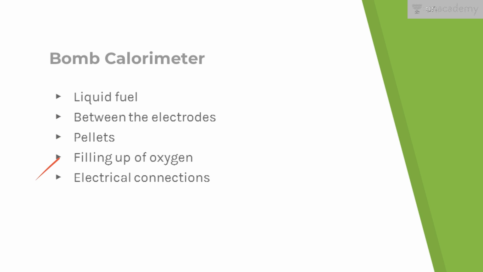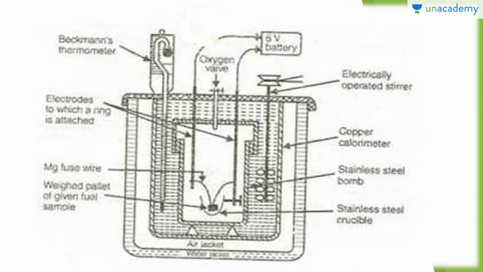The cap is then screwed down on the bomb and oxygen is filled in to a pressure of about 20 atmospheres. The bomb is then placed in a weighed amount of water taken in the calorimeter. The electrical connections are made, stirring is started, and the temperature is read with a thermometer reading to 0.01 degrees centigrade. When the thermometer shows a steady temperature, the fuel is fired and the temperature readings are continued for a few minutes after the maximum temperature is attained.